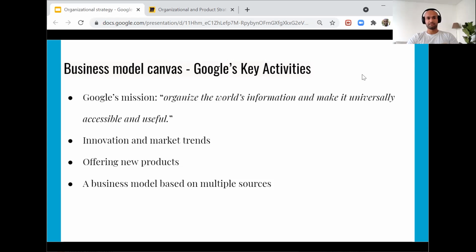The second building block is key activities. So if you look at Google's mission, it's to organize the world's information and make it universally accessible and useful. When you're thinking about key activities for your business, you want to think about what are the most important in terms of distribution channels, in terms of customer relationships, in terms of revenue stream. So what key activities does your value proposition require? What do you need to do? So for Google, this is innovation, offering new products, and having a business model based on multiple sources, like we looked at earlier.